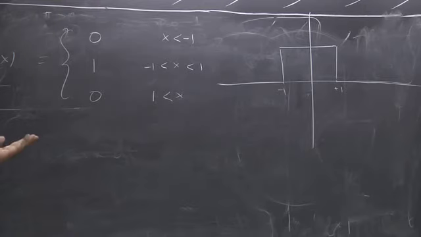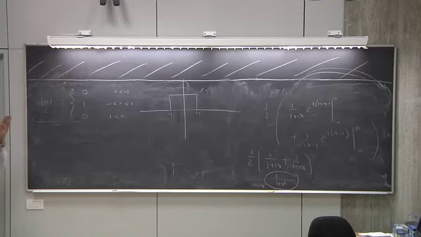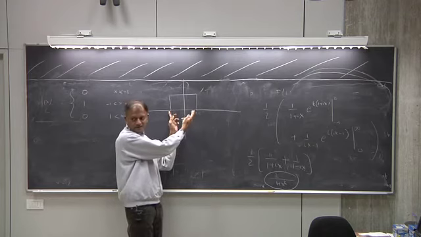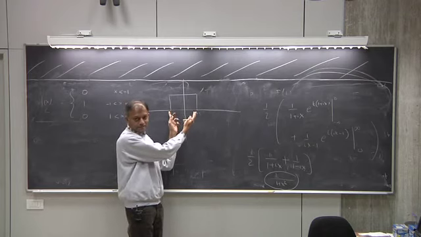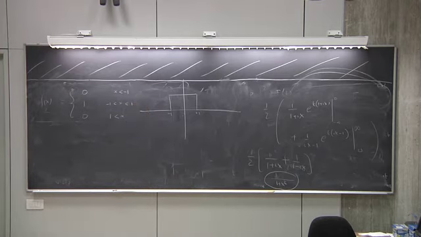This actually satisfies the conditions of both the theorems, right? The first theorem said that the modulus of f is integrable, and the second was that the modulus of f square is integrable. Everywhere else it is 0, so this integral becomes a finite integral, right? So it's satisfying both the conditions.